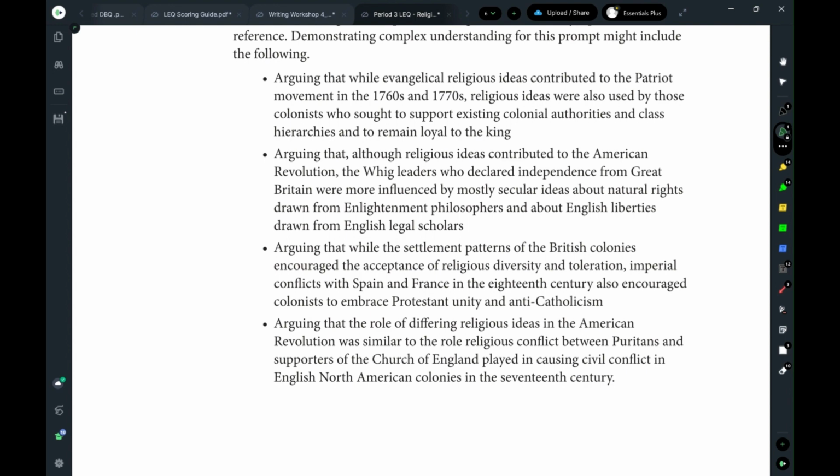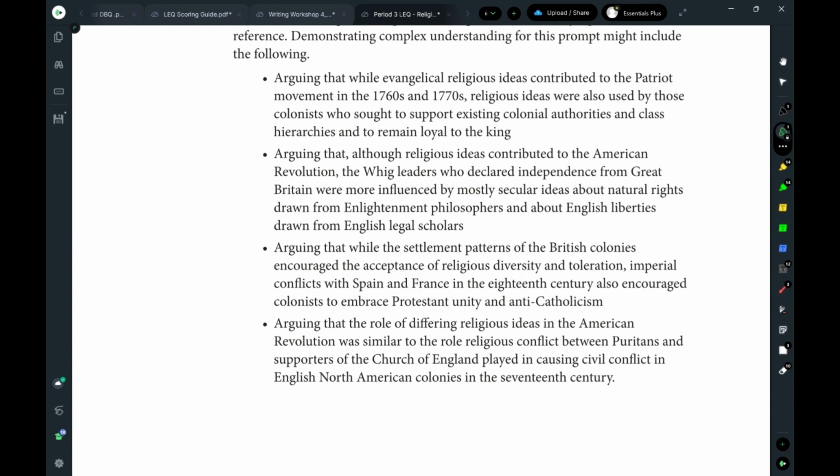You could argue that while the settlement patterns of the British colonies encouraged the acceptance of religious diversity and toleration, imperial conflicts with Spain and France in the 18th century also encouraged colonists to embrace it. So it wasn't a strictly British thing, right? So hopefully you're seeing in this case, it's really just taking the prompt and going further, saying, so what? Like, what's the importance? Why does this matter? Or in some cases, arguing with the prompt.